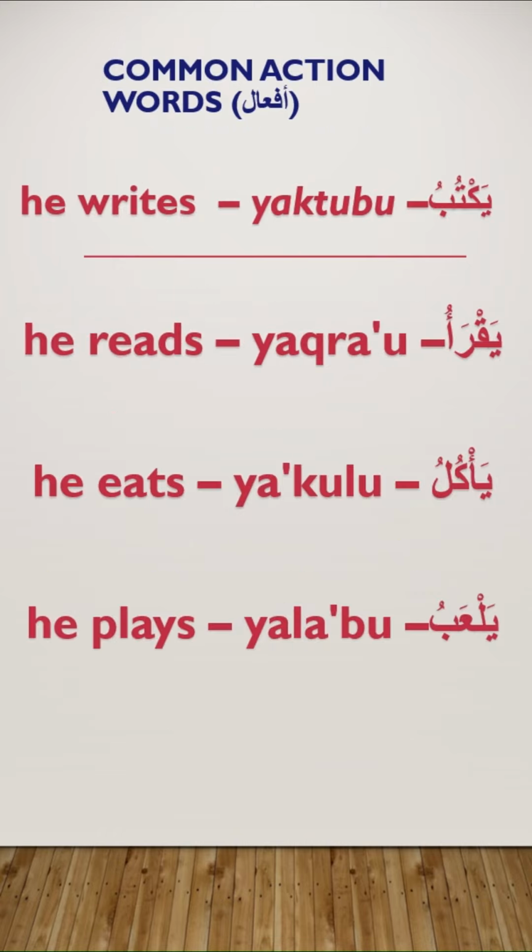Now let's learn some useful action words called أفعال in Arabic. First, yaktubu, he writes. Next, يقرأ, he reads. Then, yakulu, he eats. And finally, يلعب, he plays. These verbs will help you create many different sentences.